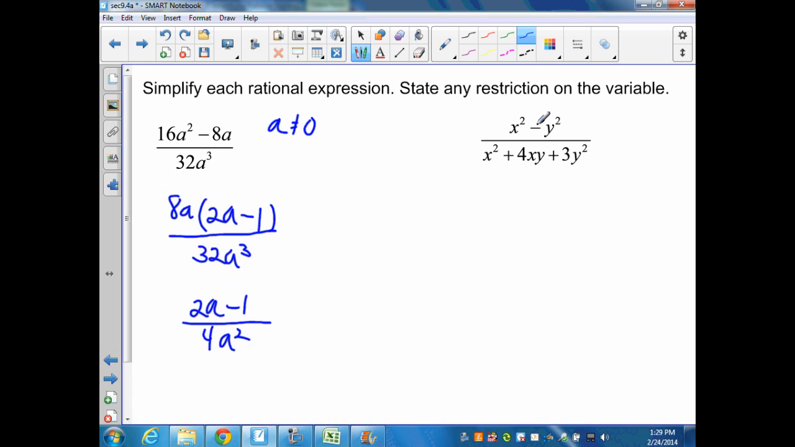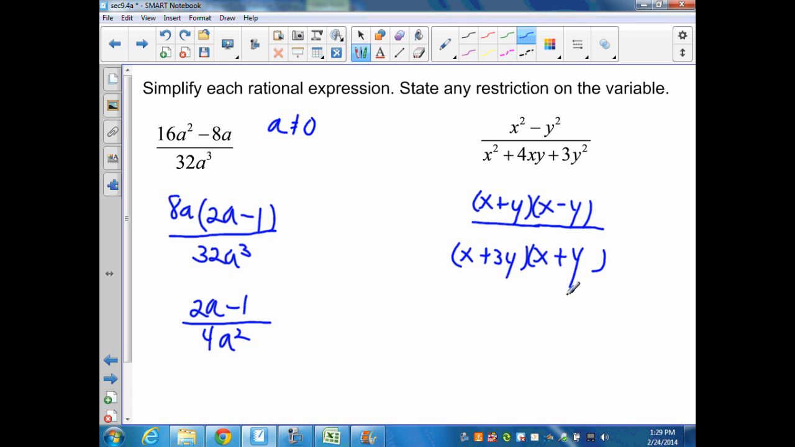Again, I want to factor the numerator and denominator. That's going to give me difference of squares in the numerator. That would be x plus y times x minus y. And factoring the denominator, I get x and x. And that would be plus 3y plus y. Now I can determine my restrictions.